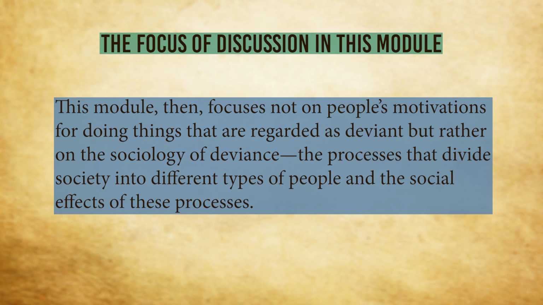This module then discusses not people's motivation for doing things that are regarded as deviant, but rather the sociology of deviance, the process that divides society into different types of people. See, as we say that in symbolic interactionism, self is very important, and self is something which is created because we try to attach importance to the objects in front of us, the things in front of us, and things become objects. And that is how we respond to our own self, we create our own self.